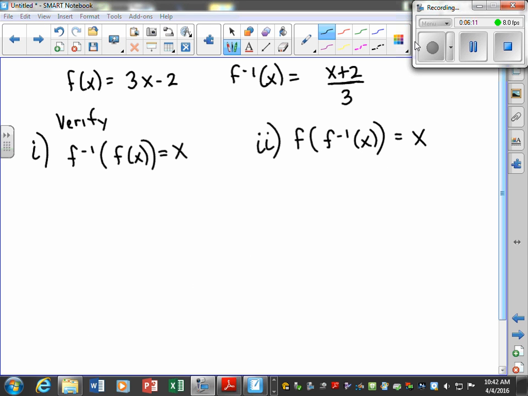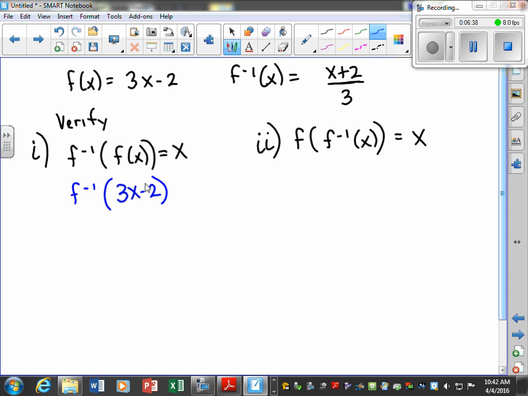Okay, on this next page I have it set up, my given functions, my f of x, what we solved to find our inverse. Now we want to verify that these meet both of these conditions. So we're going to start with that. The first thing we're going to do is work from the inside out. So let's plug in f of x. So we have f inverse of... what is f of x? 3x minus 2. It was our given, right?